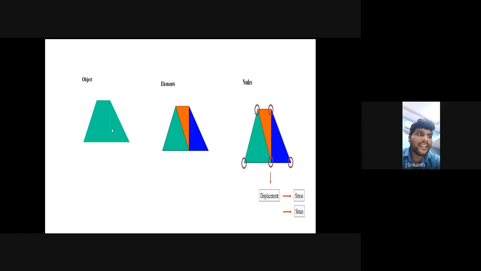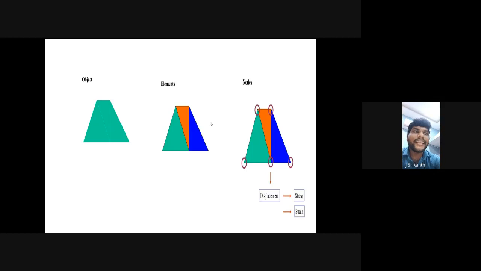Once again, in this particular object, this is the complex region, and at the same time a complex structure also. In this complex structure, we are dividing into smaller elements. That is also called the discretization process. That is also called finite element methods. After that, we find three elements in the particular body.